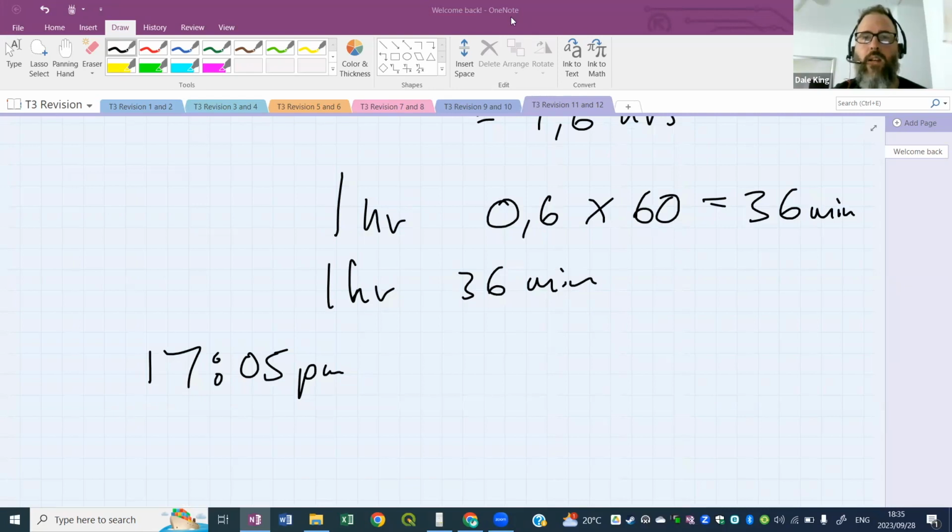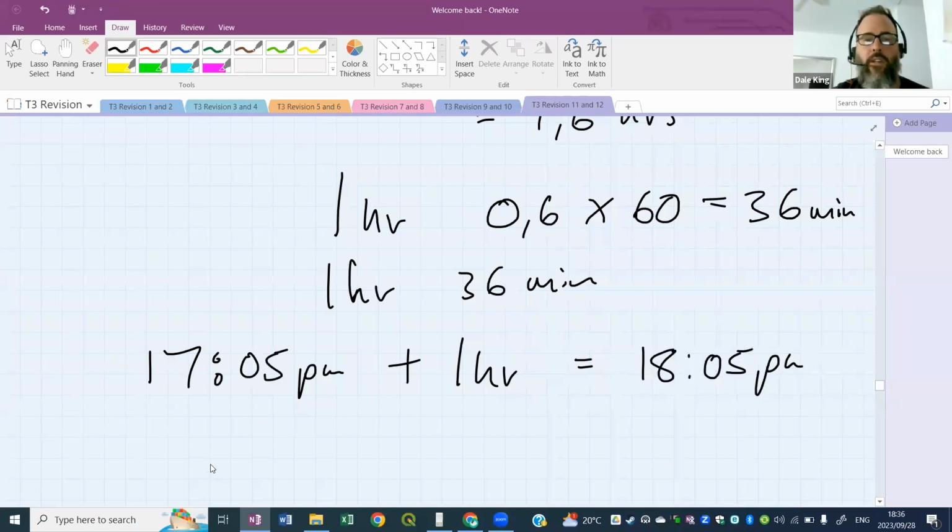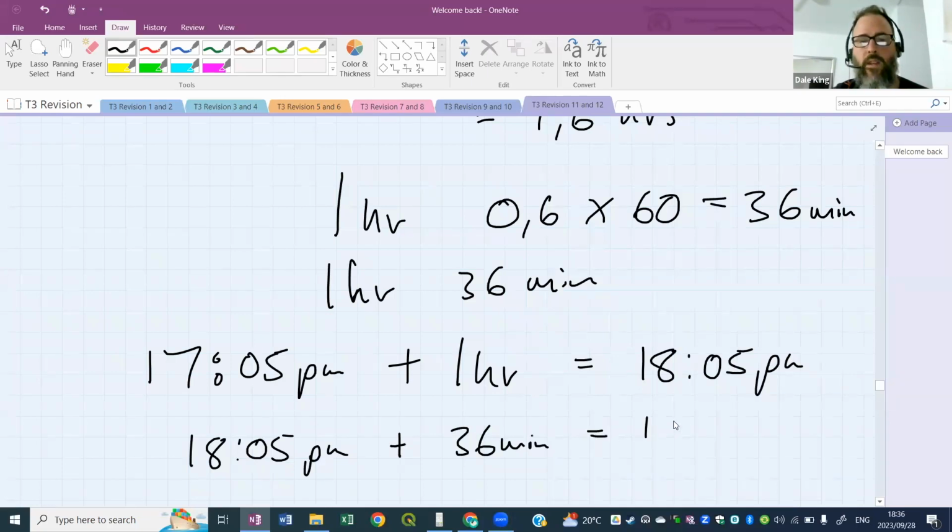Can you see? We'll work it out, but can you see by looking at the answers? Is he going to make it? Yes or no? What do you think? No, he's not going to make it. All right. Why is everyone saying he's not going to make it? Well, if you add 1 hour to this, you get 18:05. But we still need to add on 36 minutes. That gives us 18:41. He's not going to make it.